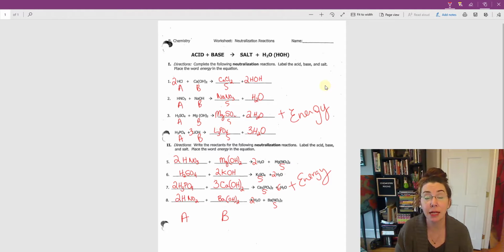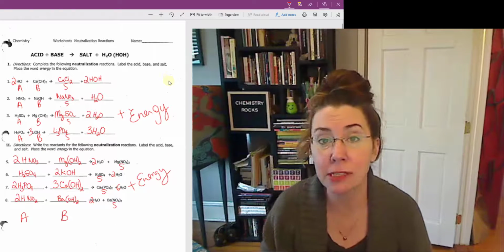Going to be in the product side. And that's because every single neutralization reaction is exothermic. That means they all have energy in the product side. Every single one. All right, so that finishes us off.